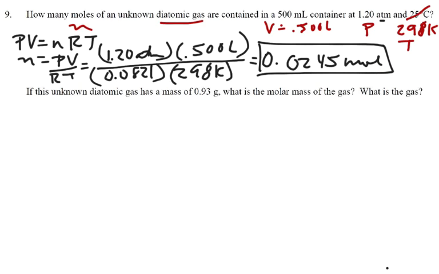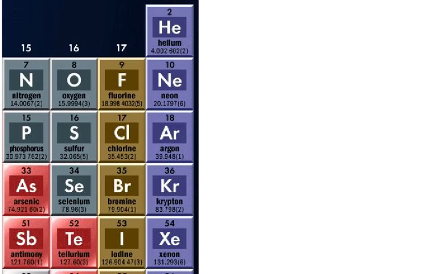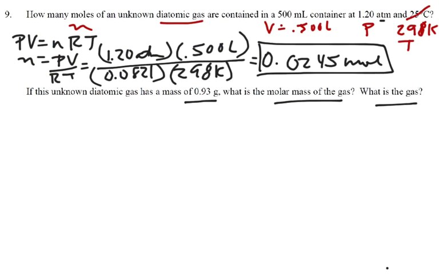Now it says if this unknown diatomic gas has a mass of 0.93 grams, what's the molar mass and what's the gas? Well, the diatomic gases, could be something like nitrogen that weighs 14, but diatomically it'd be 28. Could be oxygen, could be fluorine, could be chlorine. Those are diatomic. The other one it could be would be hydrogen, if it comes out to be about 2. So let's see what happens.